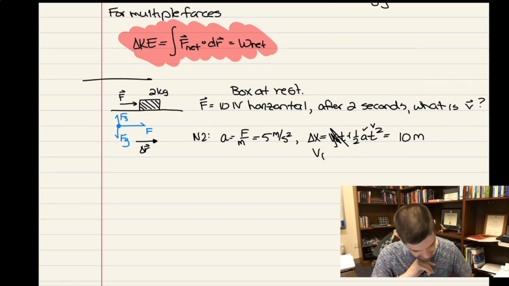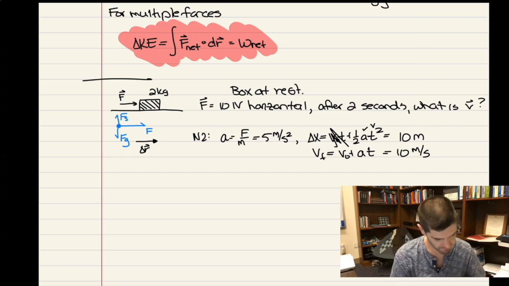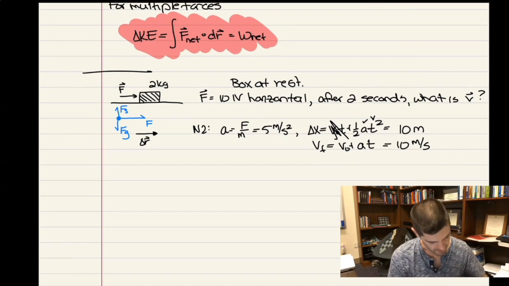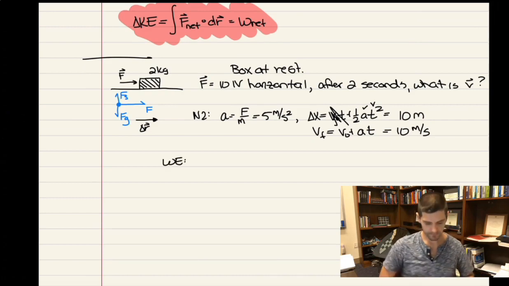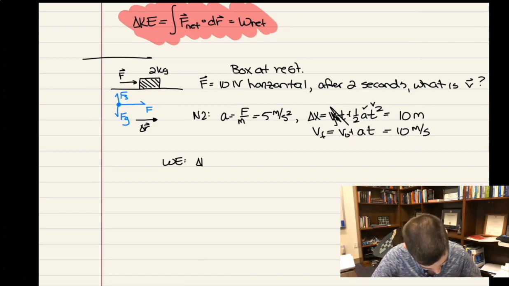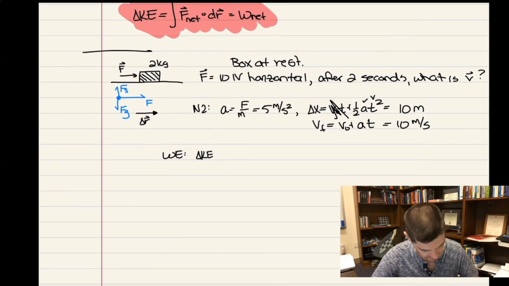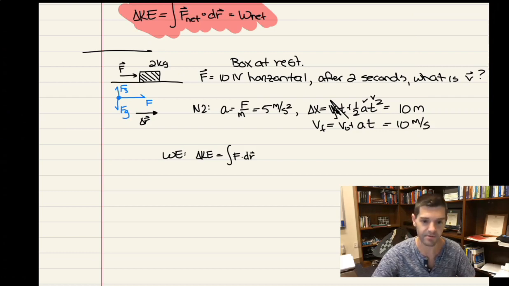The final velocity is the initial velocity plus at. That is then 10 meters per second. Okay. Now I could do this using work energy. Work energy says that the change in kinetic energy, or kinetic energy final minus kinetic energy initial, is equal to essentially the net work being done on the object, or the net forces in the direction of motion.